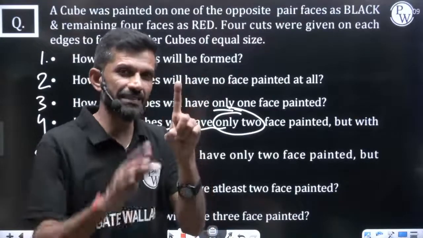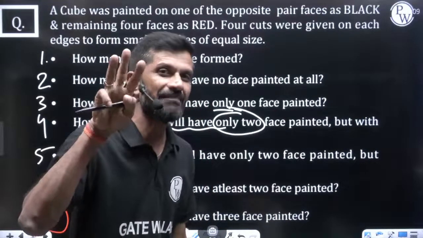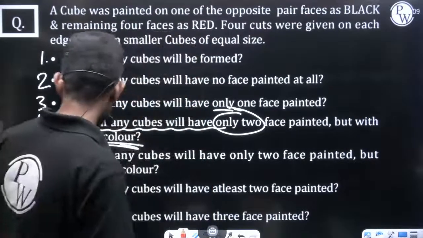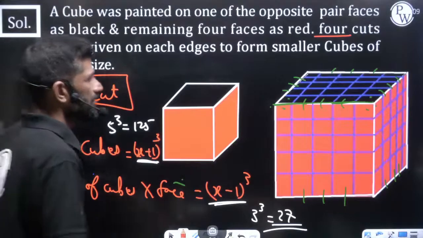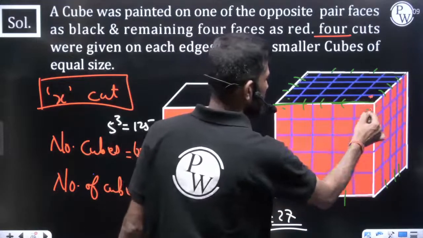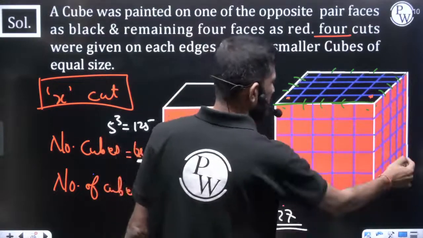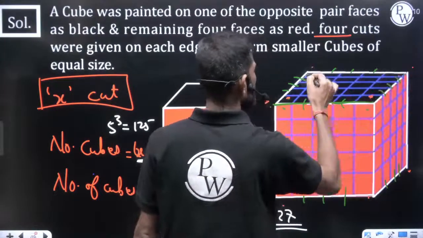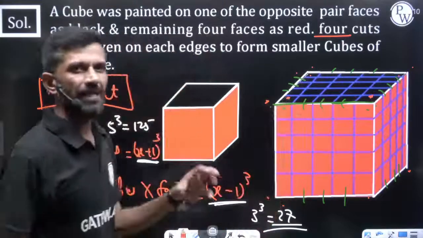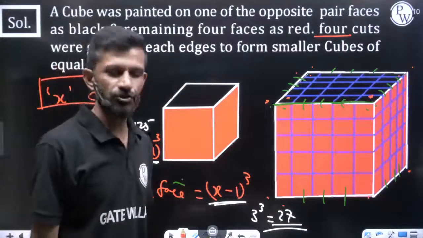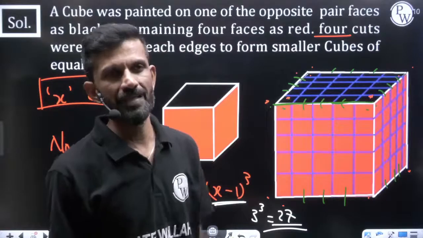So three face painted you will be getting on the corners, on the vertices. Every vertex will have one cube which has three face painted. Here three face painted, here also, here also, here also, every vertex. You are taking corners. So there are a total of 8 such cubes which have three face painted.